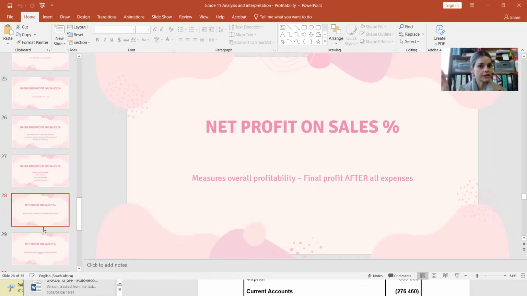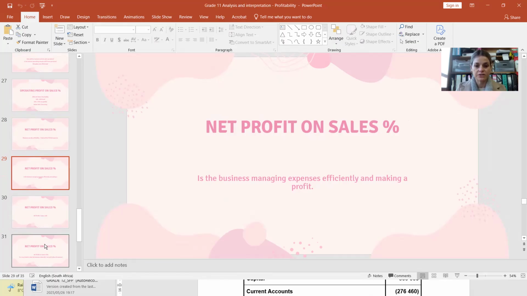Remember, even when you're doing the current account note, your operating profit is not your final profit. You then still have interest income and interest expense. So after taking all of that into consideration, how much of my sales am I retaining as a profit then? And that is what net profit on sales is. So after taking everything into account.